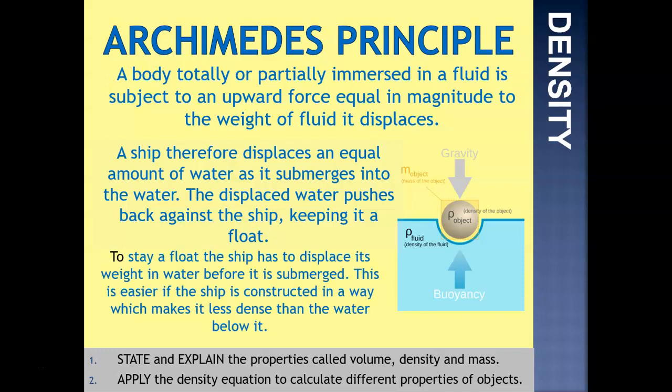Now, to stay afloat, the ship has to displace the weight in water before it's submerged, so before it completely goes under. It's easier if the ship's constructed in a way which makes it less dense than the water below it. So for this reason, a lot of ships have a lot of air trapped in the bottom of them. Once you trap air in the base of the ship, it makes it less dense.